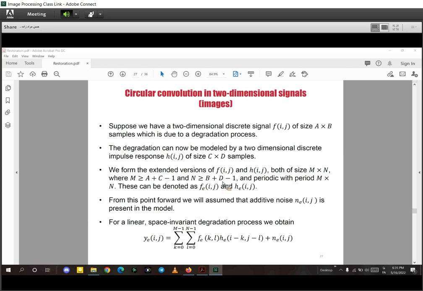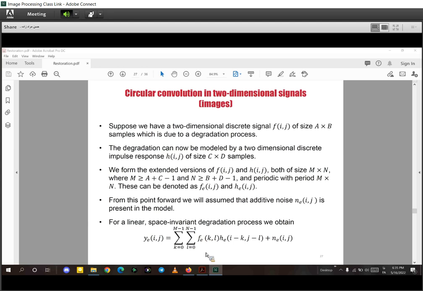Okay, and A larger than M plus B plus D, minus 1. And per the M by N, these can be denoted as the extended f(i,j) and extended h(i,j) in the i and j dimensions. Okay, this is essential for i and j. From this point forward, we will assume that additive noise n(i,j) is present in the model. That means hereafter this relation, y is the relation plus n.